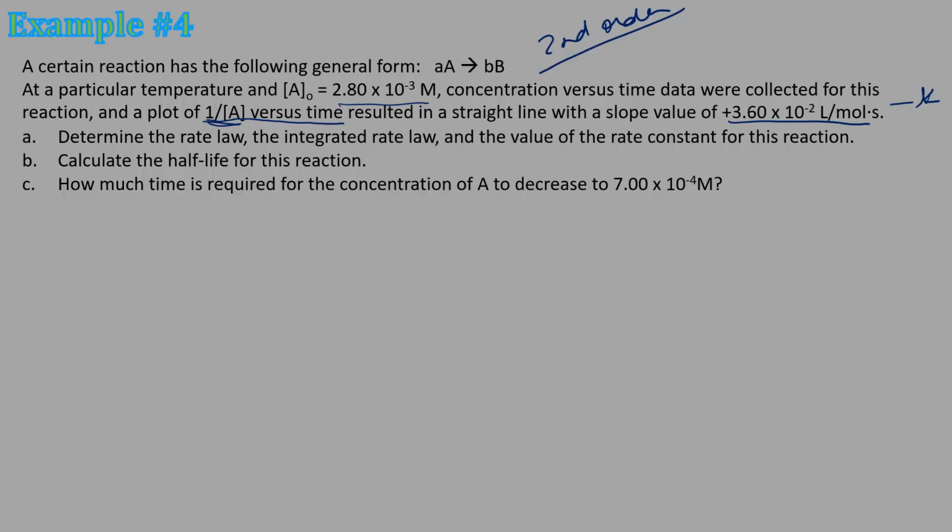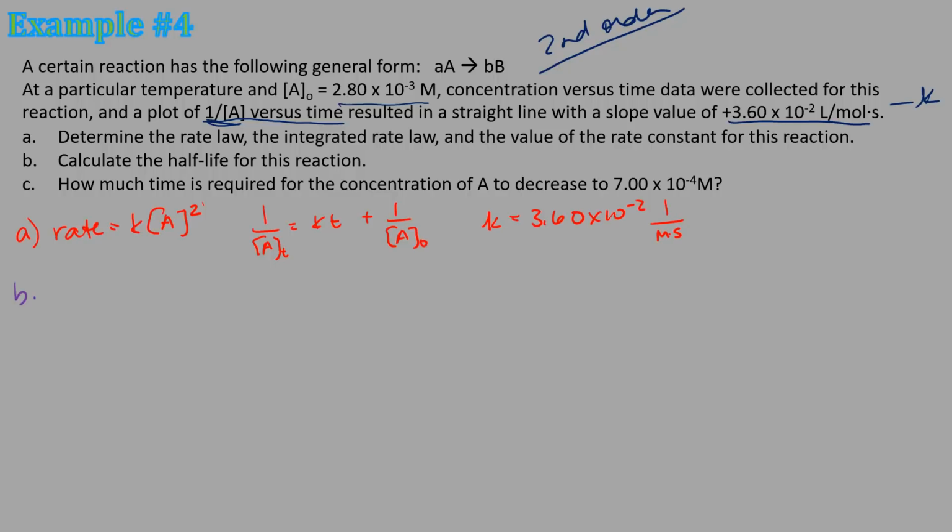And it says determine the rate law, the integrated rate law, and the value of the rate constant for this reaction. So the rate law, since it's second order, is going to be rate is equal to K times A squared. And the integrated rate law is 1 over A at time t is equal to Kt plus 1 over A naught. And then the rate constant is equal to 3.60 times 10 to the negative 2, and that's inverse molarity times seconds, liters over mole second. Okay.